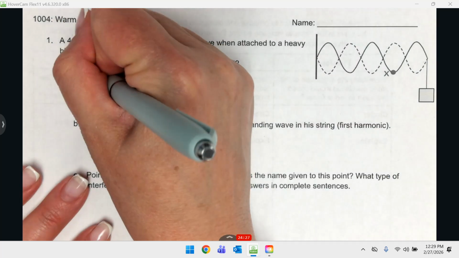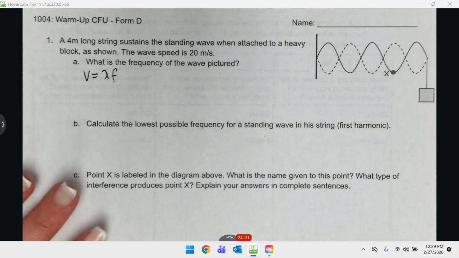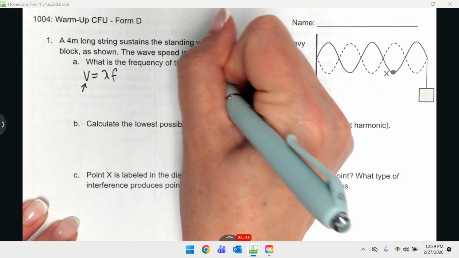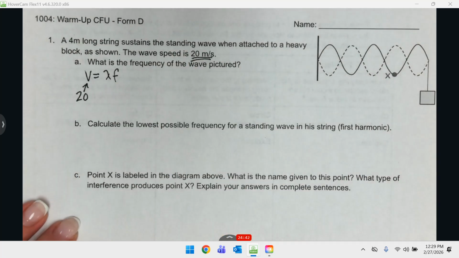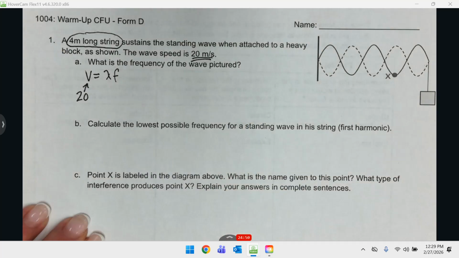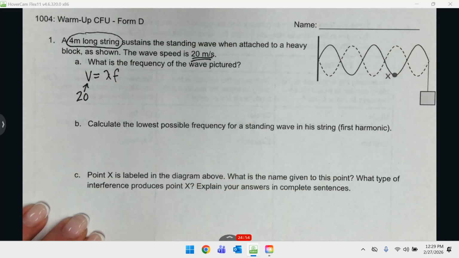If I want to solve for the frequency of a wave, I can use the wave equation, and I know that the velocity of the wave is equal to its wavelength times frequency. The velocity is in the question. It's right here. It's the same thing as the speed of the wave, and it's 20 meters per second. The wavelength of the wave, though, is not in the question. Yes, I know that there is a length in the question. This is not your wavelength. This is the total length of this whole thing, and that whole thing is more than one wave.